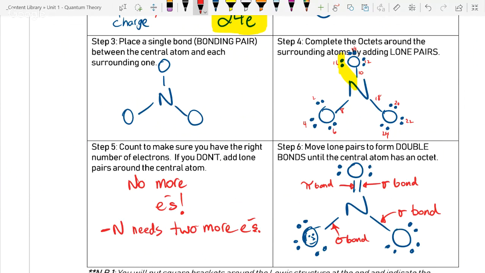That is the process of drawing a Lewis structure. And you're going to see that right now, you could probably intuit some of these. But we will get to complex structures where you really do have to have a process to follow. All right?